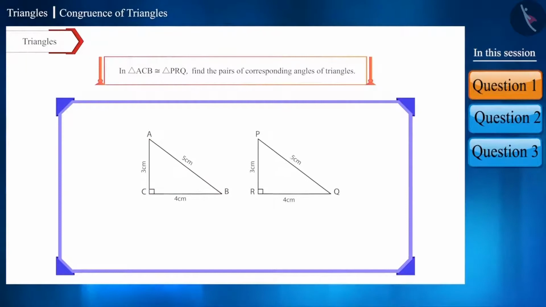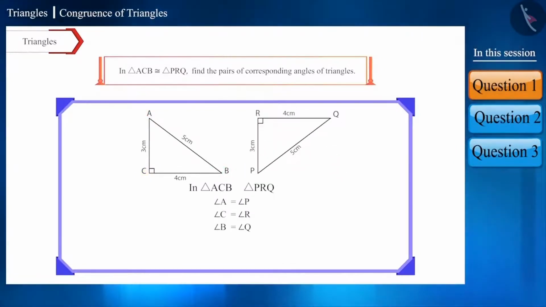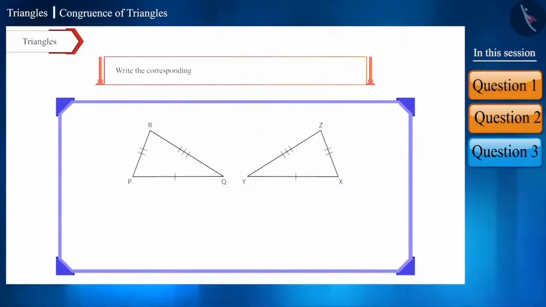The answer to this question is very easy. Here are their pairs of corresponding angles. Write the corresponding sides of the given congruent triangles in proportion. You can also pause the video to think about the answer to this question.